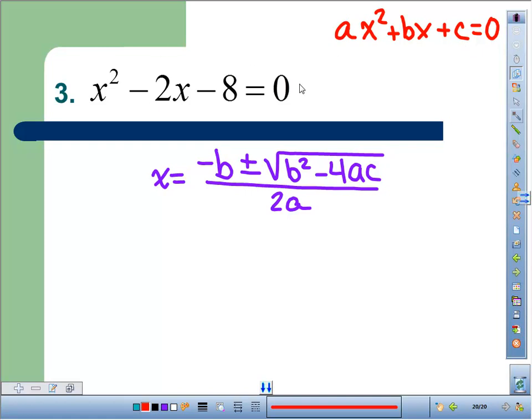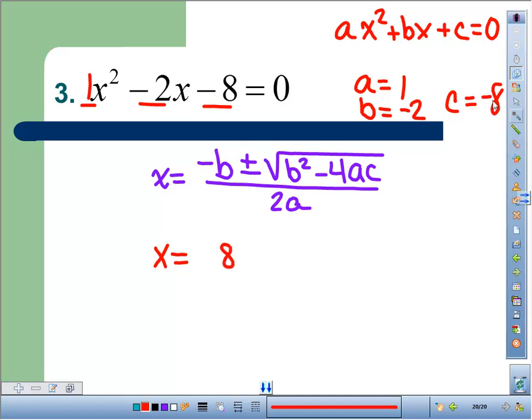So in this situation with this equation, what is a? 1, because there is a 1 in front of this x squared. What is b? Negative 2. And what is c? Negative 8. So a is 1, b is negative 2, and c is negative 8. Those are our numbers. We just plug them in. Negative b means the opposite of b.